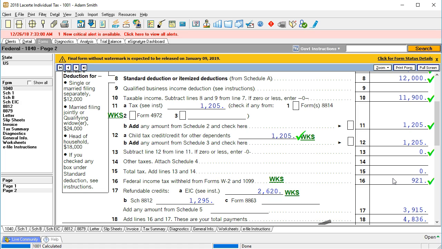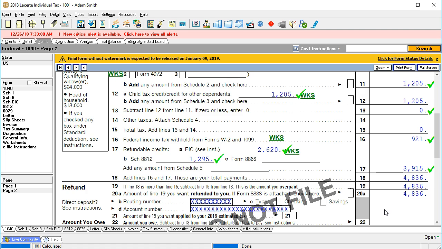Not only that, but we're going to get a refund of the earned income tax credit. That'll be calculated typically by the system using tables. We typically rely on the system to calculate it for us. And then we have the credits related to the child tax credit and the other dependents credit. That adding up to 3,915. So we've got a total refund then of 4,836.